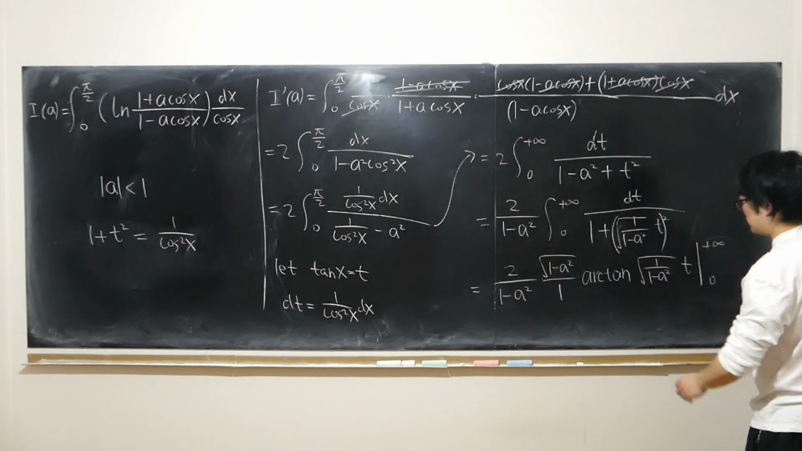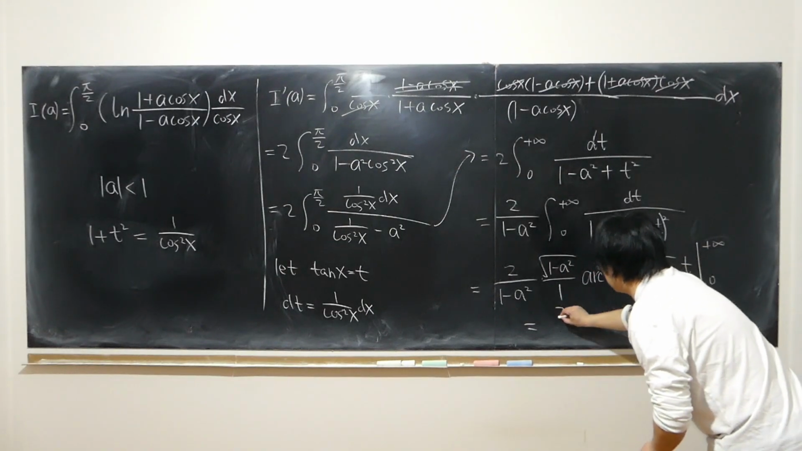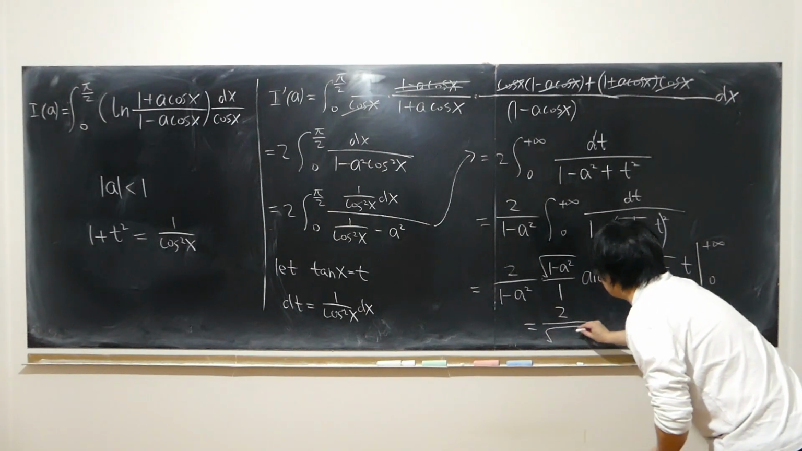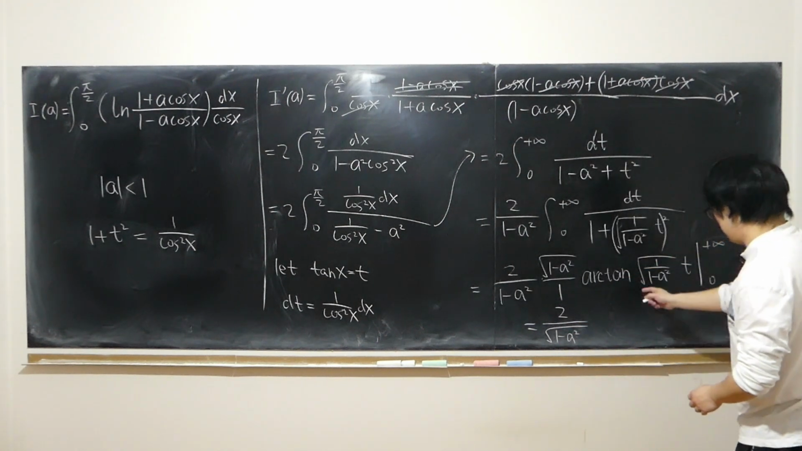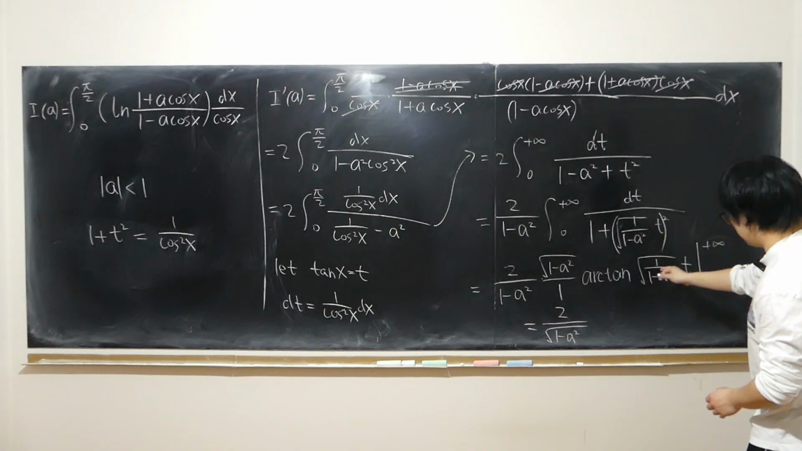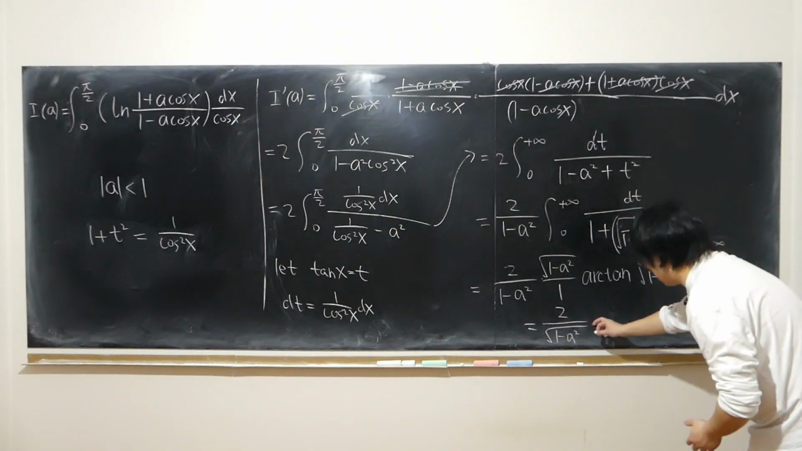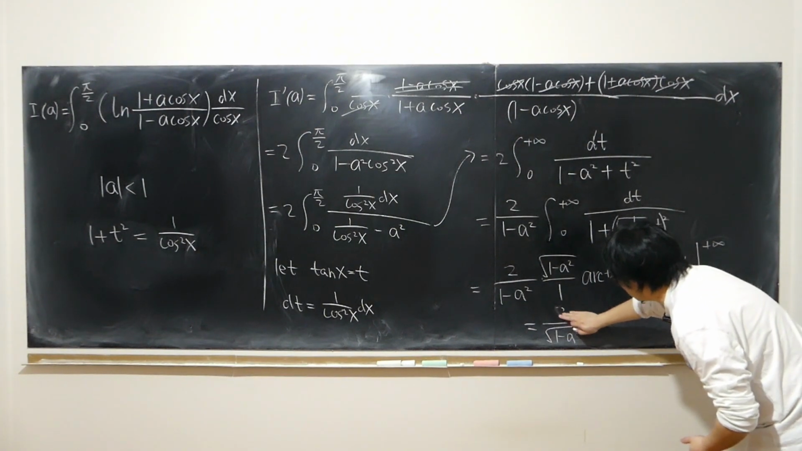Right, once we have this, 2 over square root of 1 minus a squared. So positive infinity arctangent is half pi, arctangent 0 times half pi. So this 2 is gone.